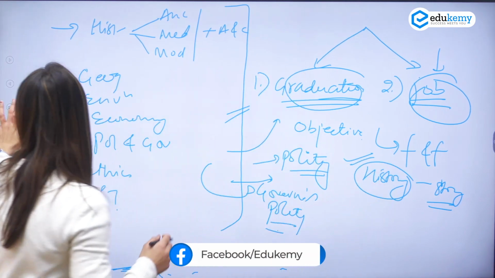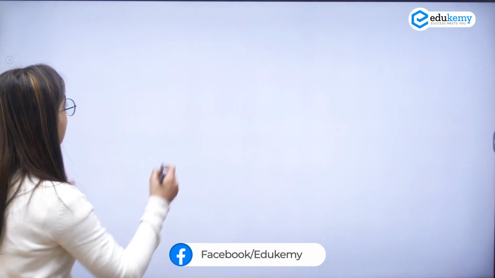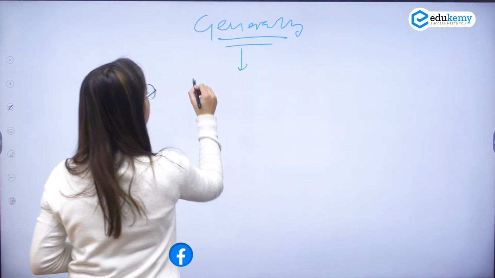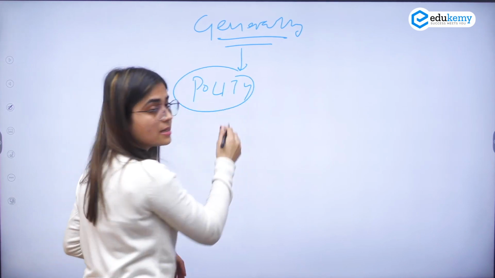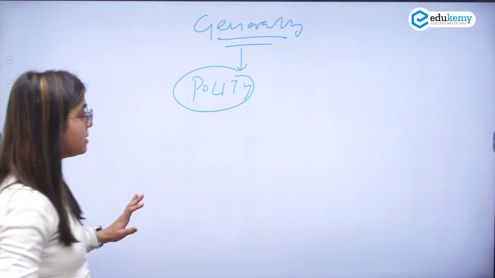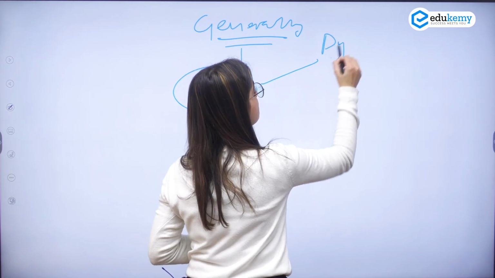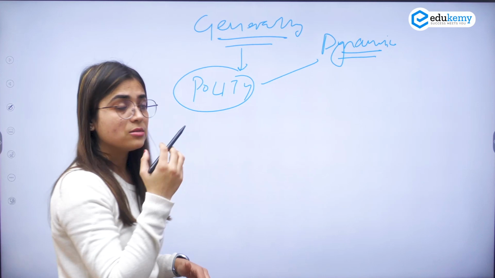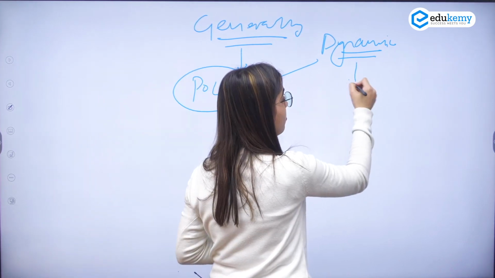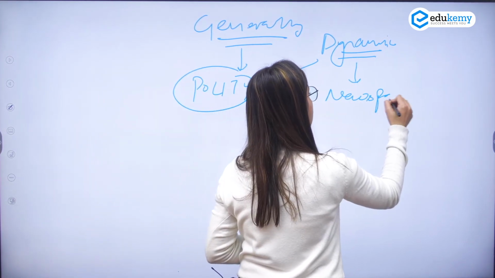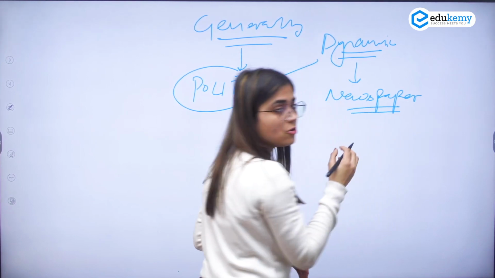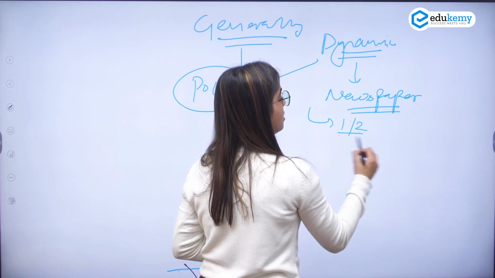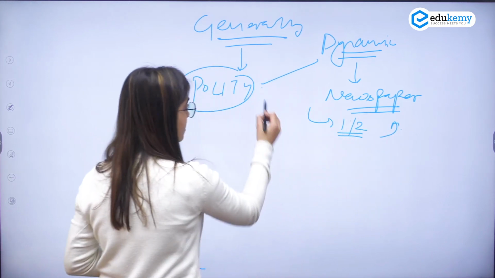But when we talk in general, people generally start with polity, and there is a reason behind it. The first is that it is a very dynamic subject. If your basic concepts of polity are not clear, then you may face some problems in reading the newspaper. When you see the newspaper, you will find that every day there are one or two news items from this section.